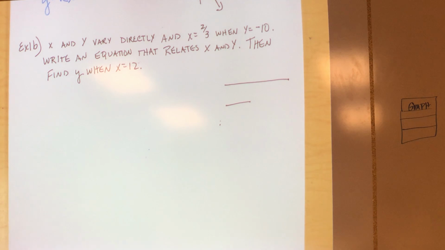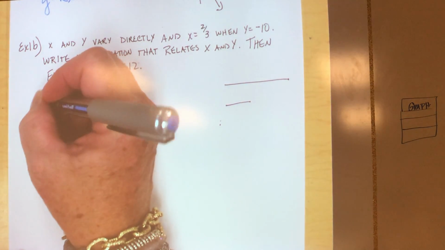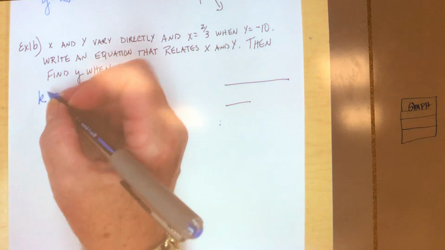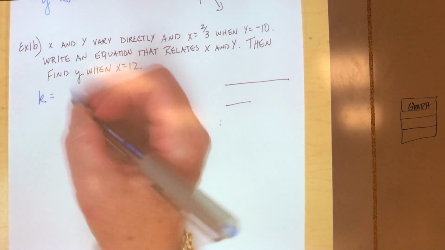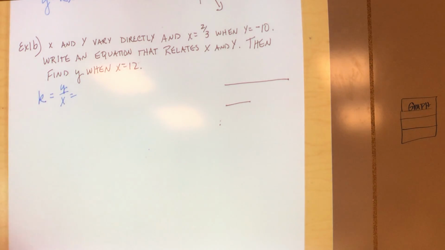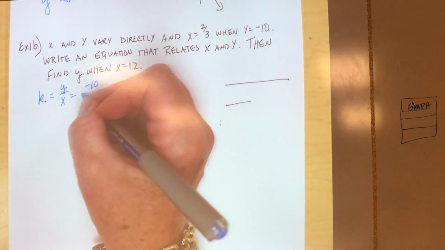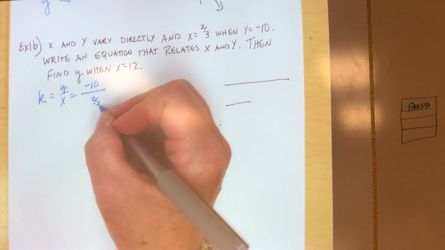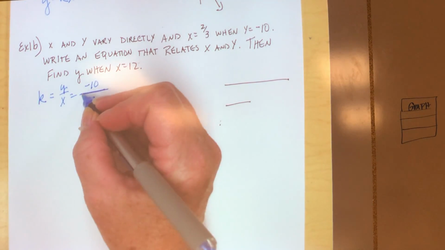Alright, so what did I tell you that we always find first? K. Okay? K, what does K stand for? Constant of variation. It is the same thing as the slope. So K is equal to, what's the formula? Y over X. What is Y? Negative 10. When X is what? 2/3. How do you divide by fractions?